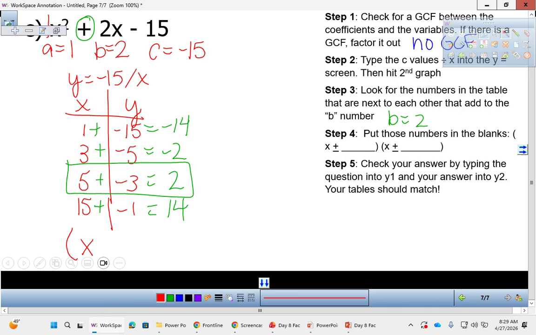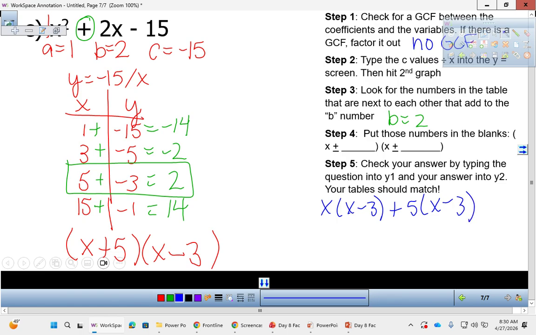And I know in my factored form, I have these parentheses that start with X. The positive sign has to be on the 5, and the negative sign has to be on the 3. The order doesn't matter. You could put the negative 3 first, but the plus sign has to be with the 5. The minus sign has to be with the 3. X times x minus 3, positive 5 times x minus 3.